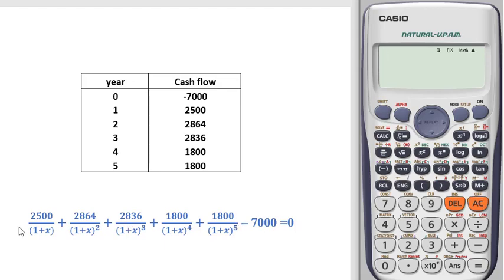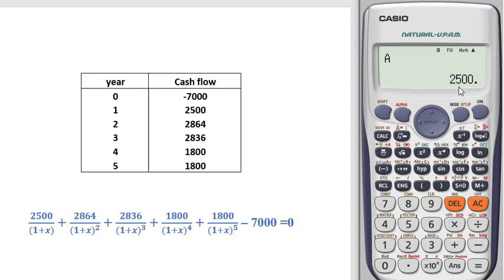In this technique, we will save all the values except this variable. So 2500, we will save it to this A. So press Shift, STO, then A. It has been saved to A. Then 2864 to B, 2836 to C, and 1800 into D. Again 1800 into E, and 7000. Yes, so check your values.